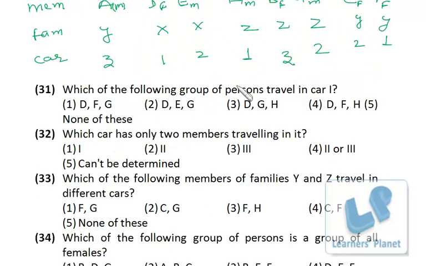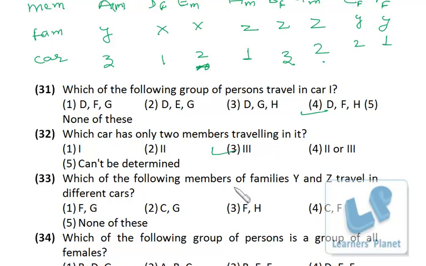Now which of the following group of persons travel in car 1? So car 1 is D, H and F. D, H and F. So we have option this. Okay. Which car has only 2 members traveling in it? So that is car 3, right? Only two members, A and B. So that is car 3.